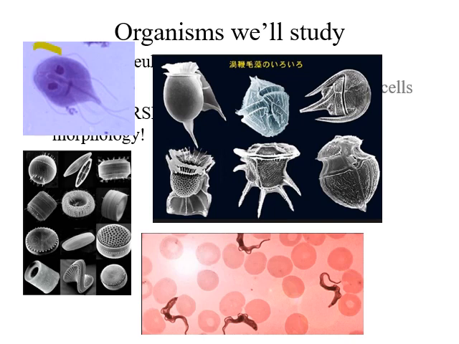So this is Giardia lamblia. Notice that it has two nuclei, right? These things that look like eyes, it actually has two different nuclei.